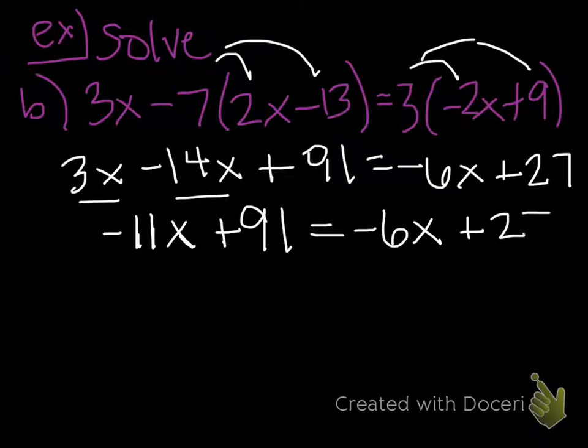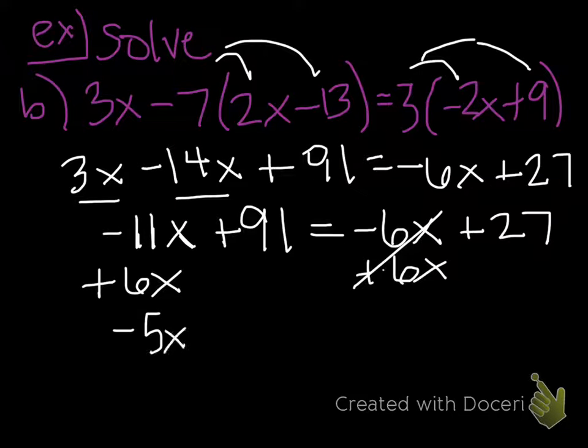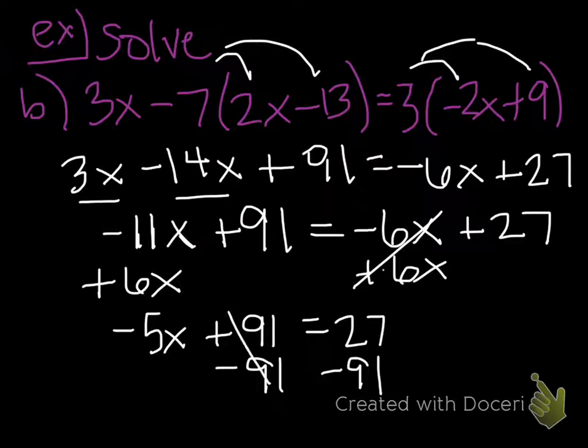Now we're going to actually get into solving, so we're going to get all the variables on one side. So I'm going to add my 6x over. So by doing that, I have a negative 5x. And then I am going to subtract the 91 from both sides. So I have negative 5x equals a negative 64. Divide both sides by negative 5.